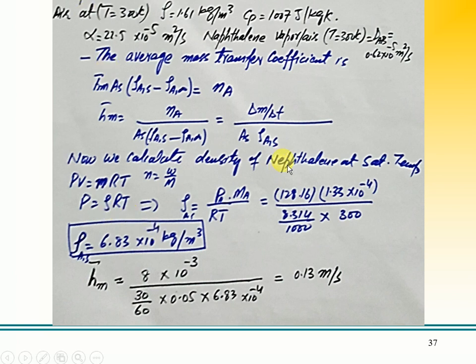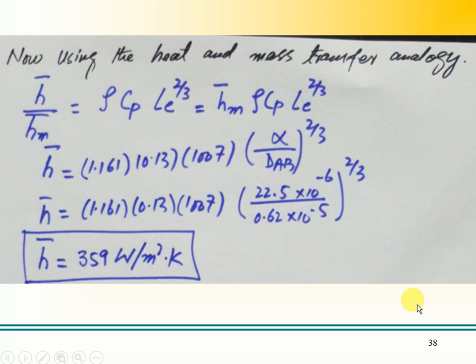So I put in this value. I know the change in mass, the temperature, the time, the surface area, and the density is known. I put in all the values and I get h bar M as 0.13 meter per second. This is the convective mass transfer coefficient.